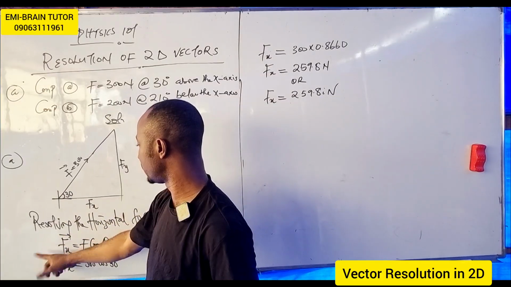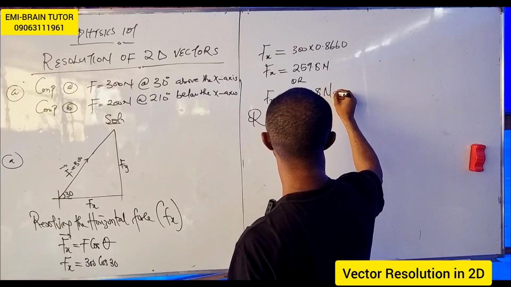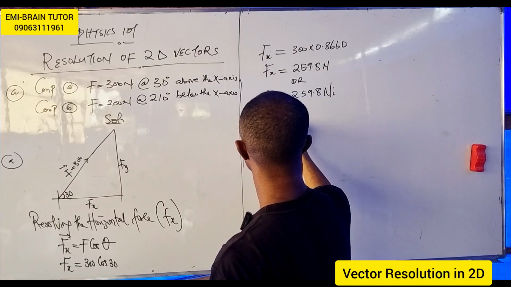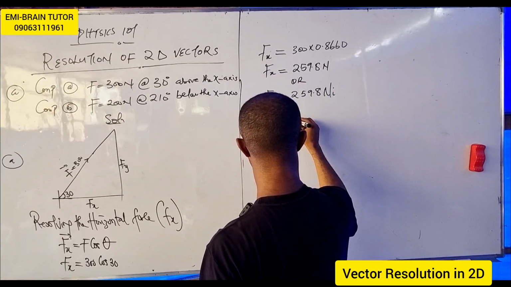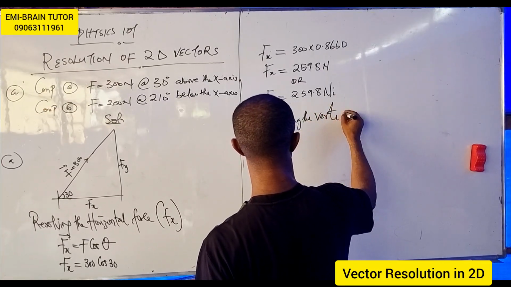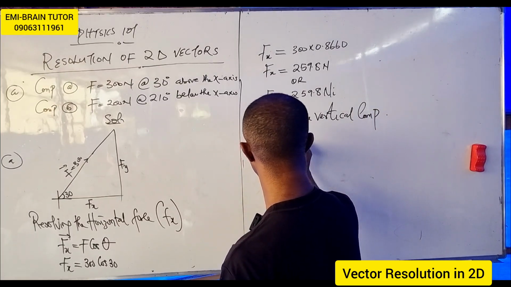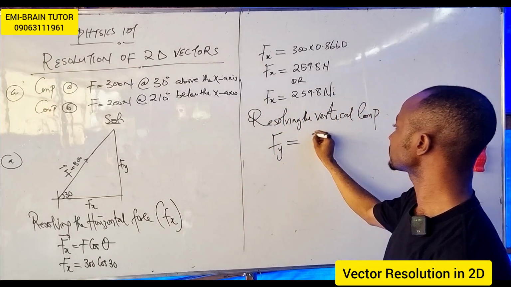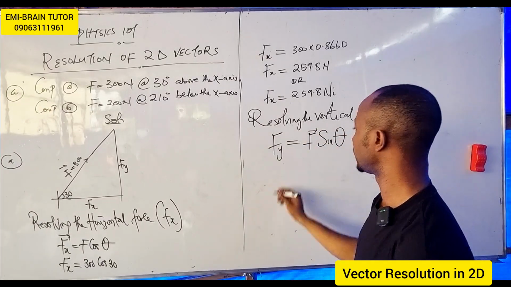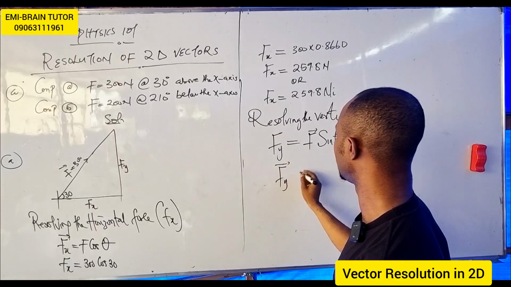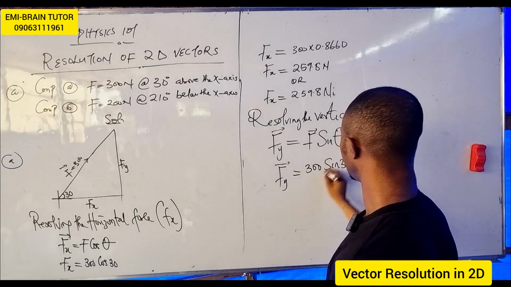Now let's resolve. Resolving what? The vertical component. By now you should know what to do, Abi. That means I'm looking for Fy. What's my Fy? F sine theta. That will give us what we have here: 300 sine 30. That will give us 300 times 0.5.